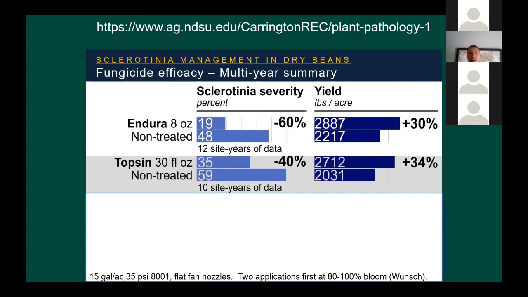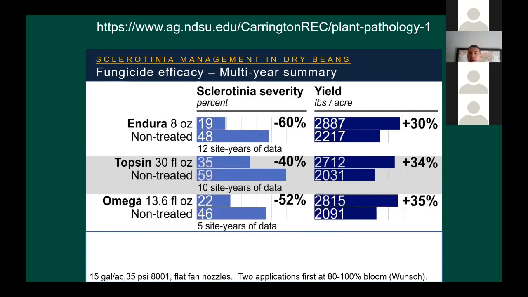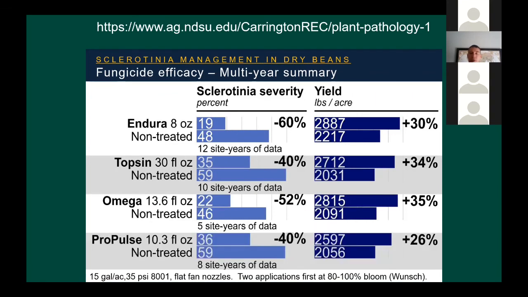Here's the same type of data with Topsin at 30 ounces. You can see it's very similar. Topsin at 30 ounces is kind of the mid-rate, and it's very similar in disease reduction and very similar in yield protection. Same thing with Omega, same thing with Propulse.